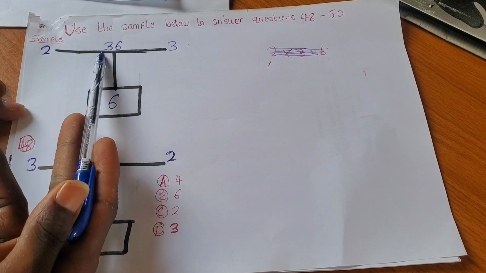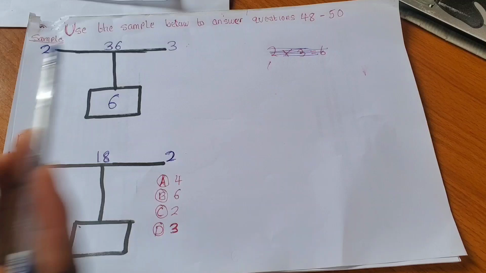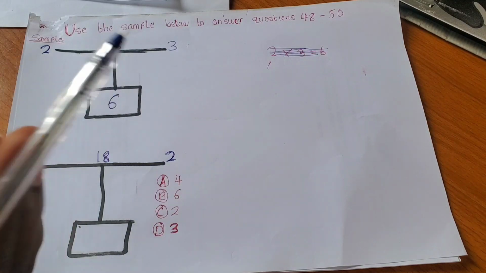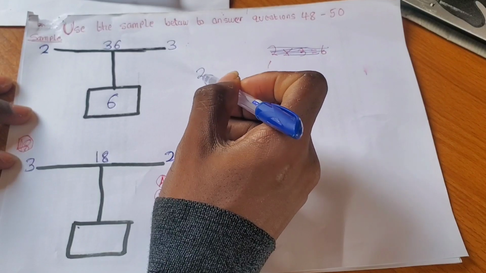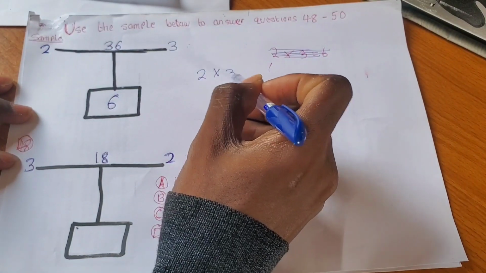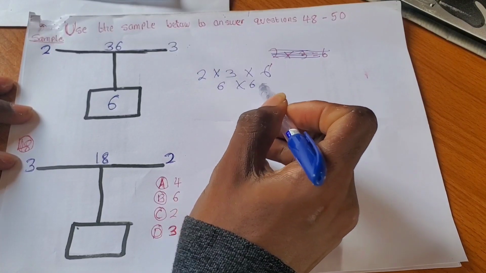We have 2 here, we have 36, we have 3 and 6. So how do these numbers in this sample relate to each other? You understand? So we have to study the pattern. Now, pay attention. If you have 2, this 2 times 3, this 3 times 6, you're going to have 6 times 6, which is equal to what? 36.